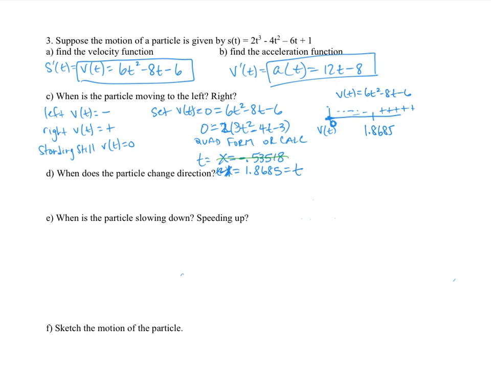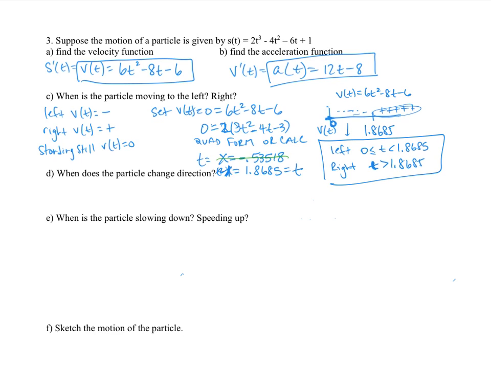So what this tells me is that since the velocity is negative here, we are going to the left when t is in between 0 and 1.8685. Now, I am including the 0 because at 0, it's a negative value, so it is moving to the left. Now, there's debates about this, but that's the way I'm going to show it here. Moving to the right, this will be when t is greater than 1.8685 because this is where the velocity is positive.